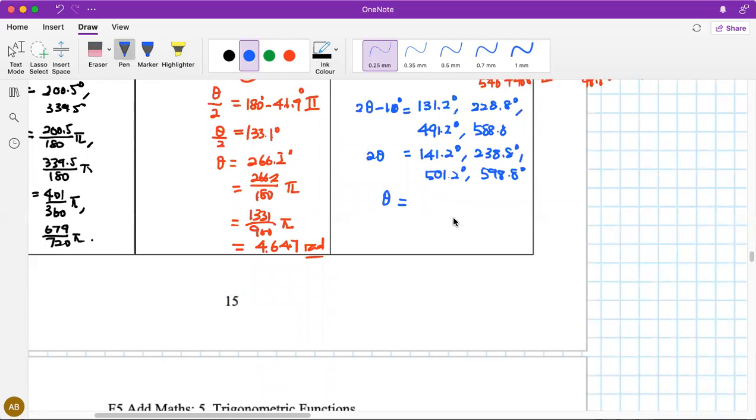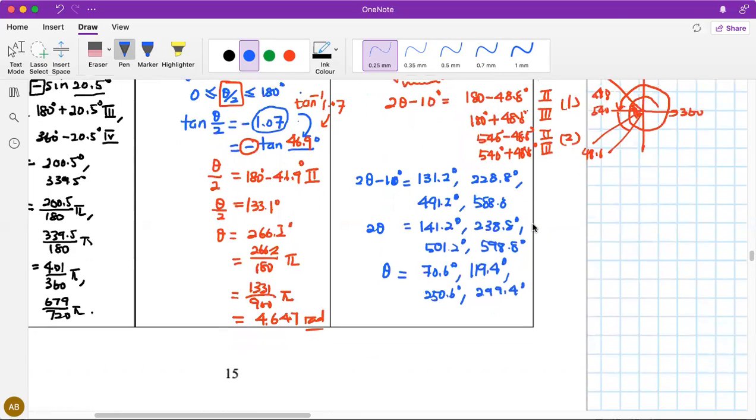Hence, theta is divided by 2. 141.2 divided by 2 is 70.6 degrees. 238.8 divided by 2, you get 119.4 degrees. 501.2 divided by 2, you get 250.6 degrees. And lastly 598.8 divided by 2, you get 299.4 degrees. Okay, so you can check your answer first.